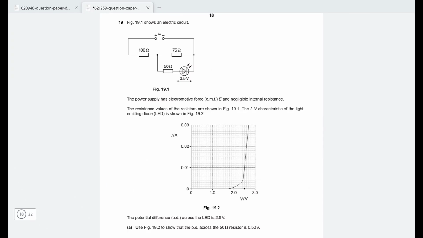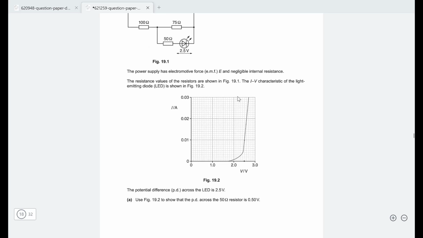So, question 19, we have a figure which shows an electric circuit. The circuit has a parallel component over here. Now, the power supply has the electromotive force EMF and no internal resistance, so we don't have to worry about that. Then we have a graph of I against V for the LED is shown here. Now, the potential difference across the LED is 2.5 volts. So we know that there's 2.5 volts across the LED. Use the figure to show that the PD across the 50 ohm resistor is 0.5.